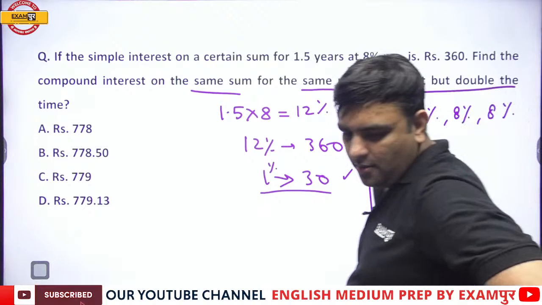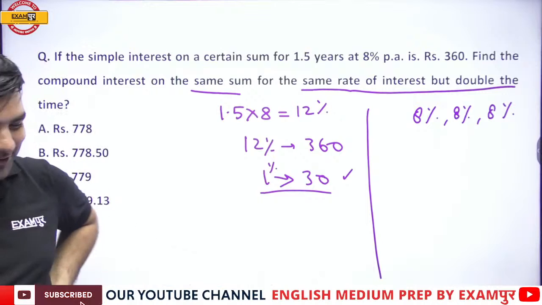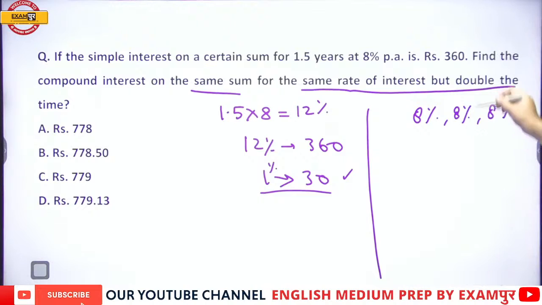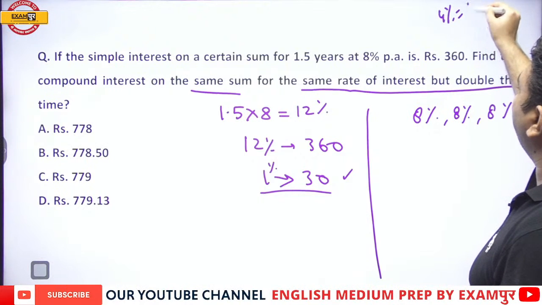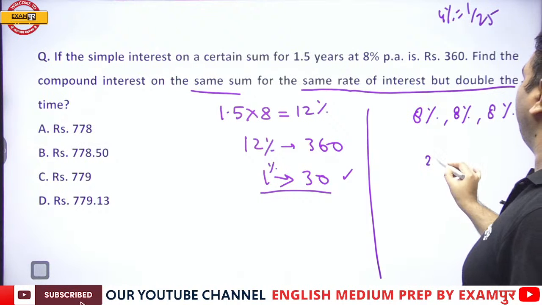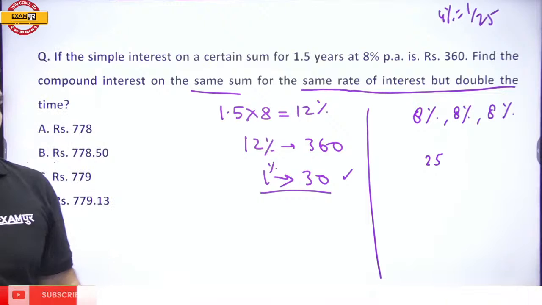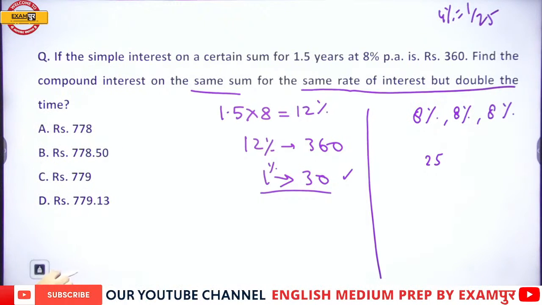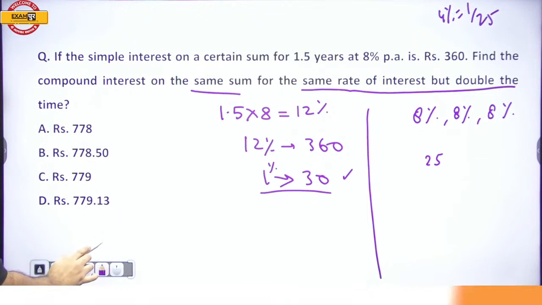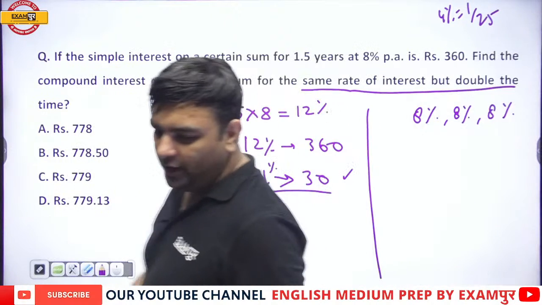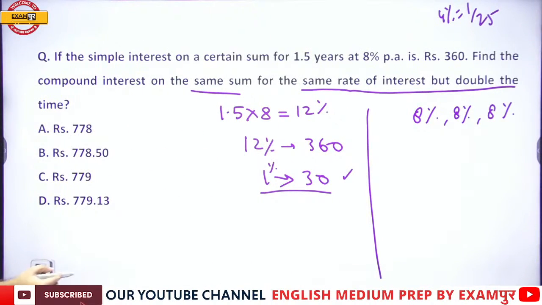So, if options are very close, then 4% is 1 by 25, so 8% is 2 by 25. Then its cubes are also going to be difficult for you. Go for effective only.